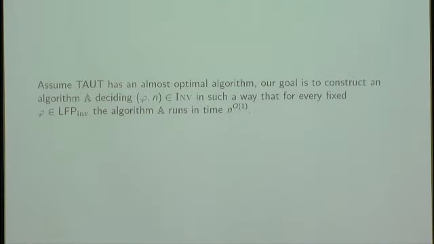Okay, so how to prove this? How to use optimality to achieve this algorithm? Let's assume that TAUT has an almost optimal algorithm. Our goal is to construct an algorithm A deciding whether (phi, n) is a member of the invariant relation, in such a way that A runs in polynomial time for fixed phi.